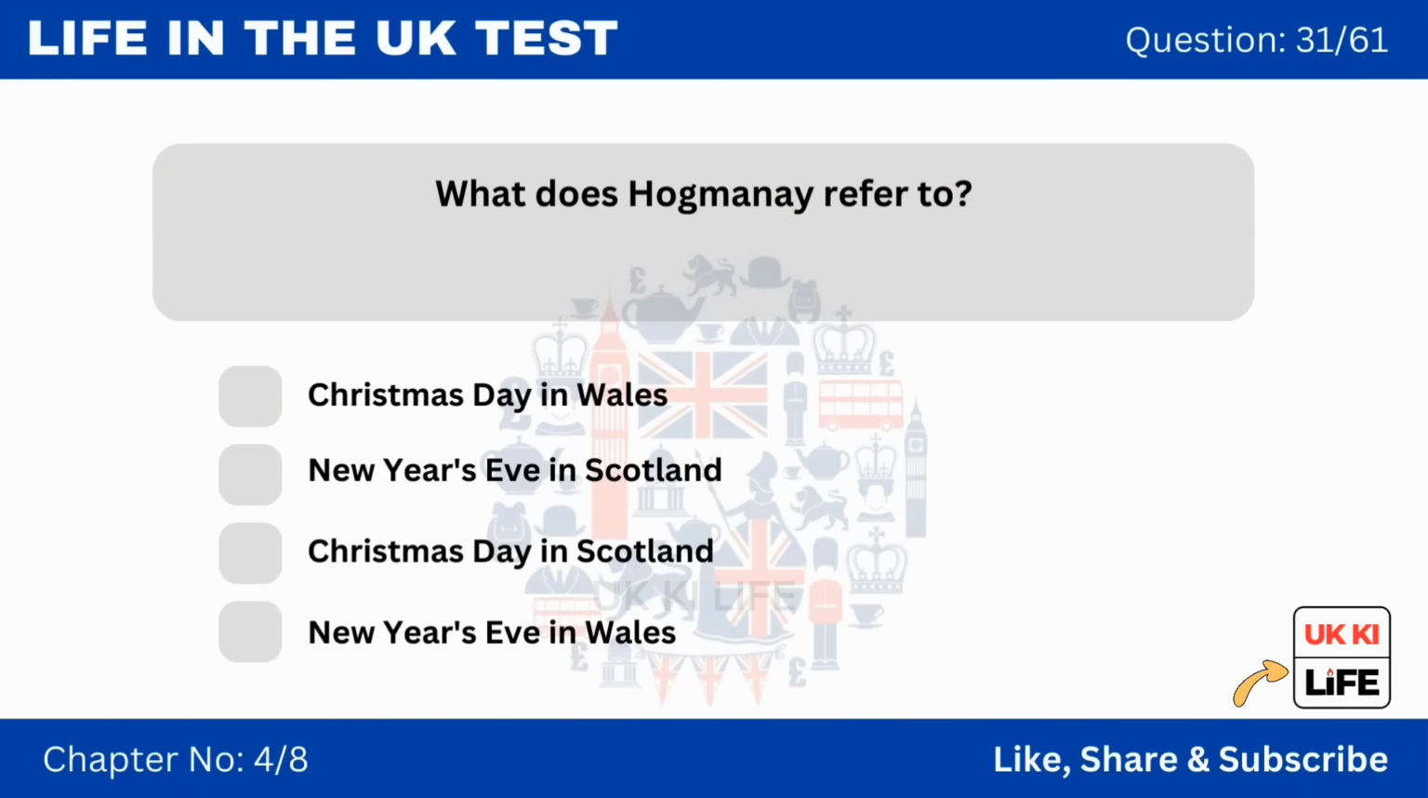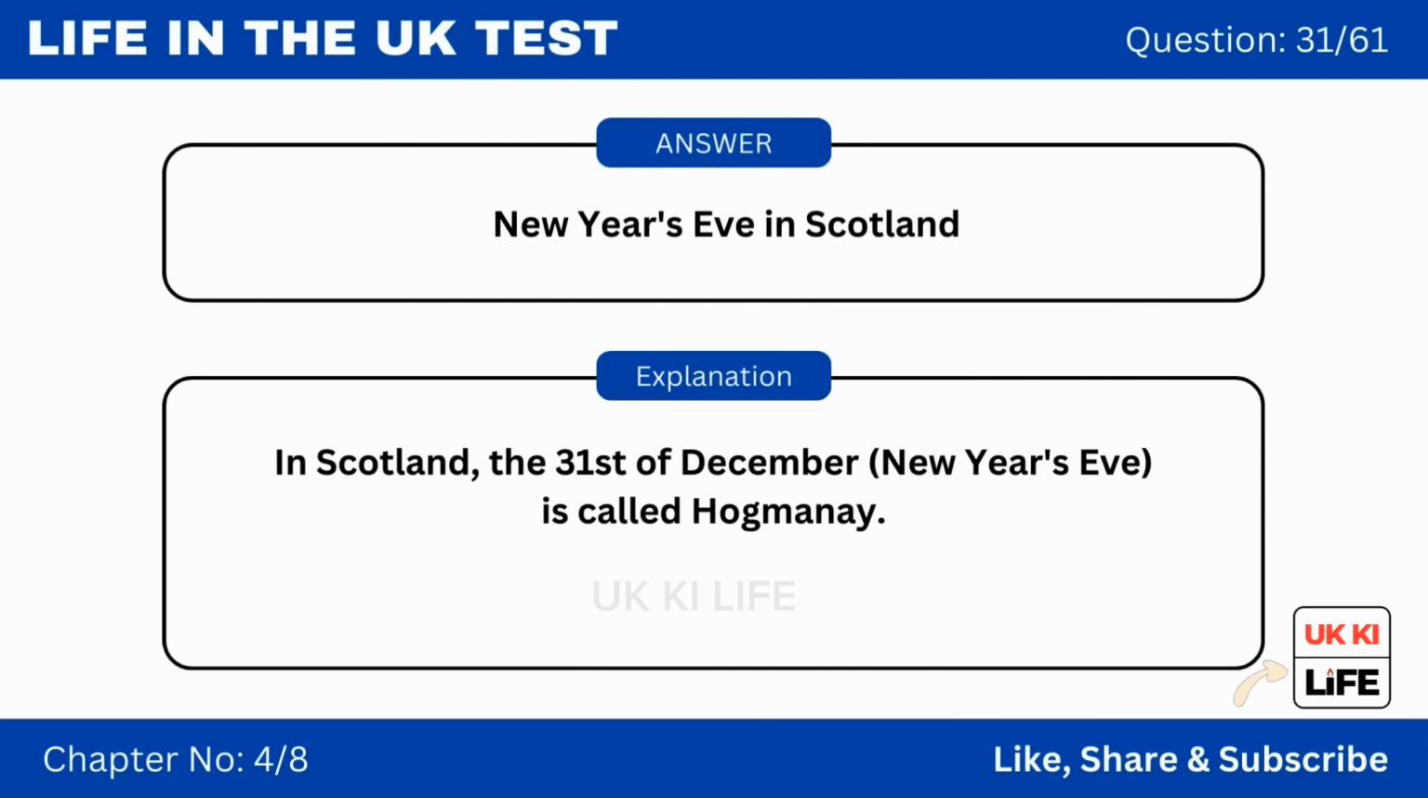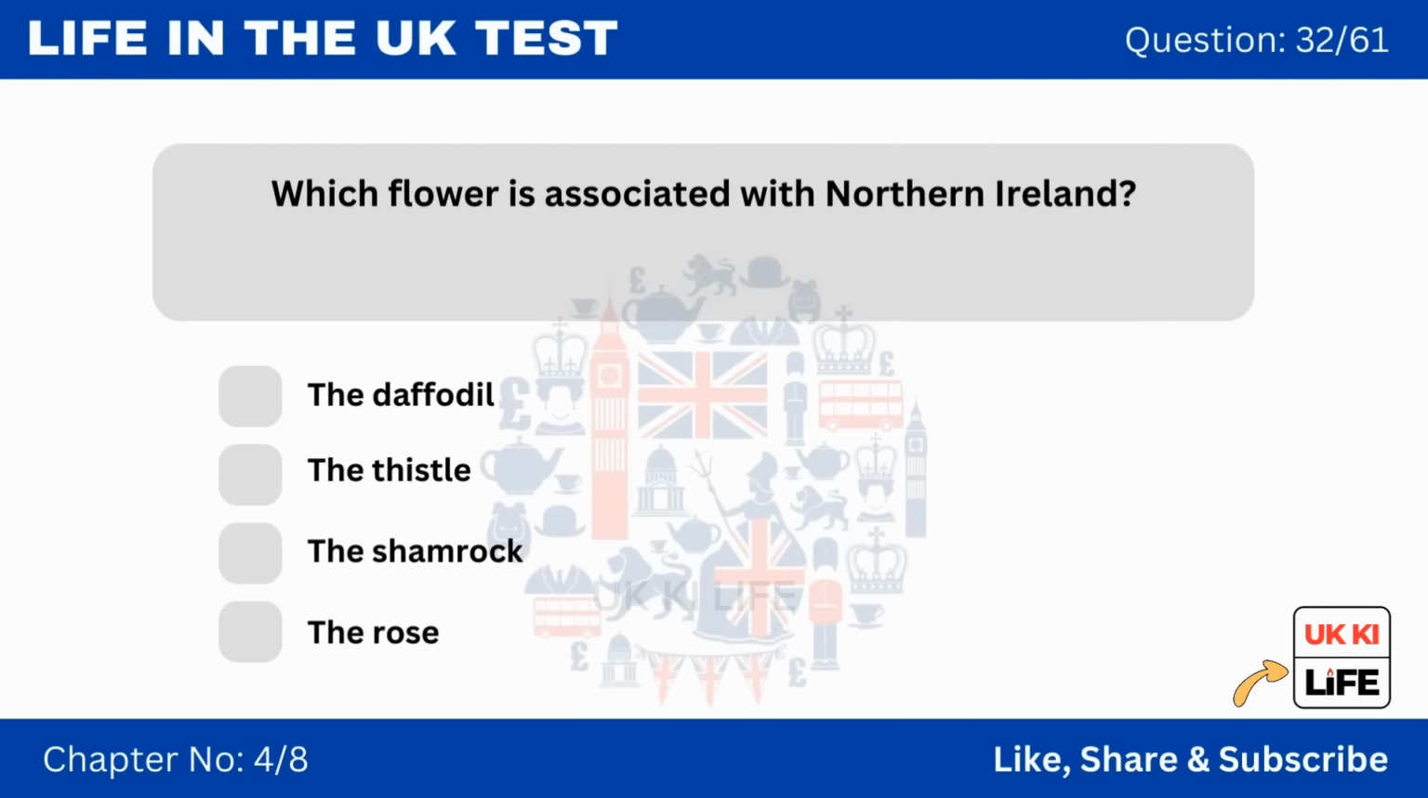The correct option is B. Explanation. In Scotland, the 31st of December, New Year's Eve, is called Hogmanay. Question 32. Which flower is associated with Northern Ireland? The daffodil, the thistle, the shamrock, the rose.